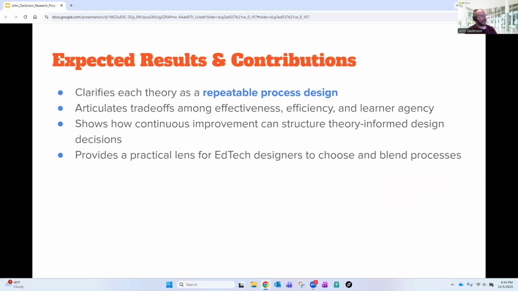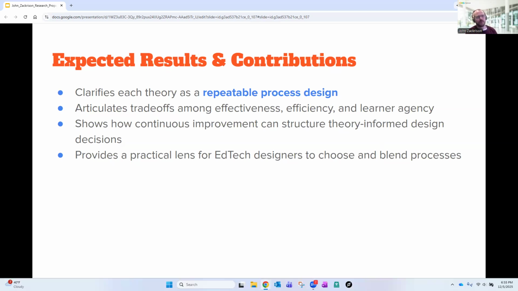Okay, the expected results and the contributions we want to see. I just want to make a note that although this work is framed as a literature synthesis, we can still talk about expected results and contributions in terms of what the framework enables. First, the synthesis clarifies each learning theory as a repeatable process design, and that's the most important thing we can get, rather than just a kind of set of ideas in the abstract.